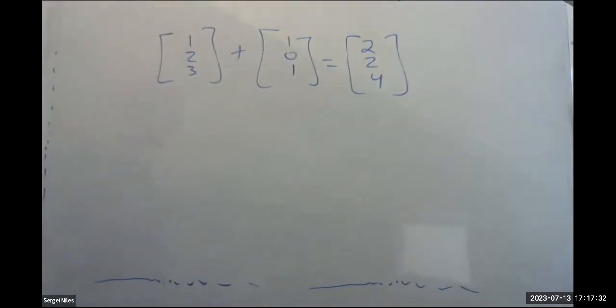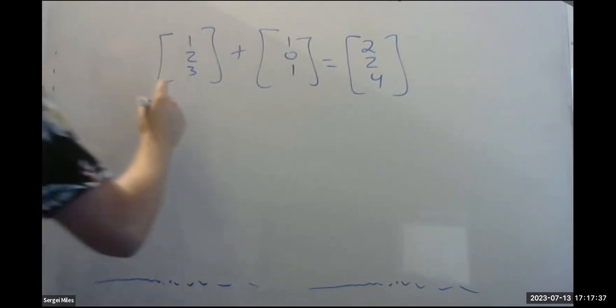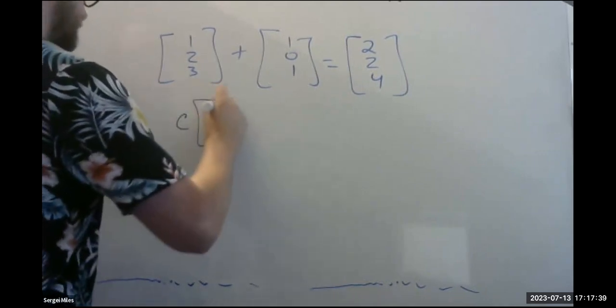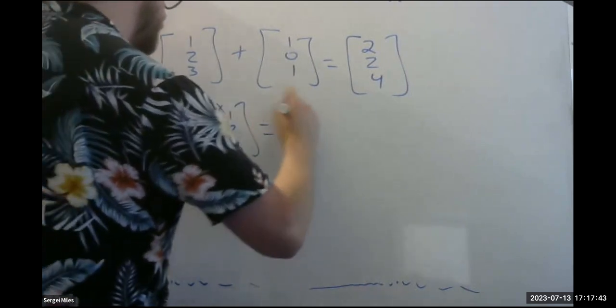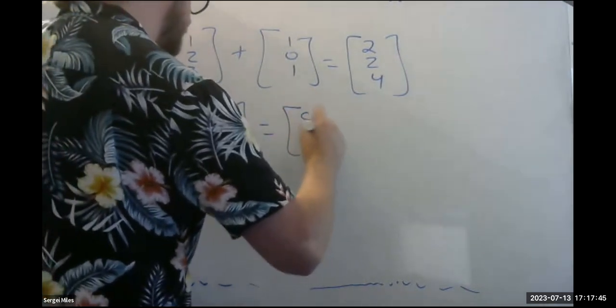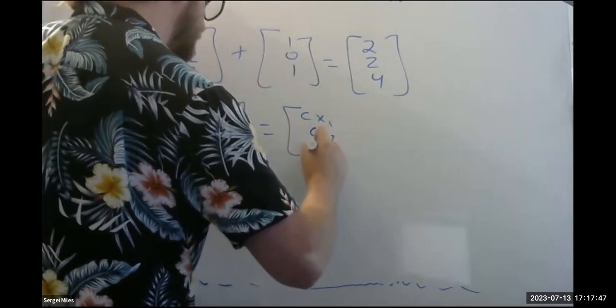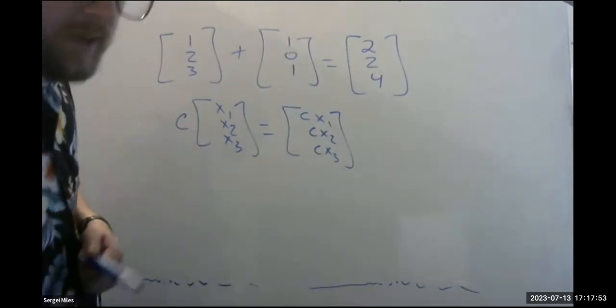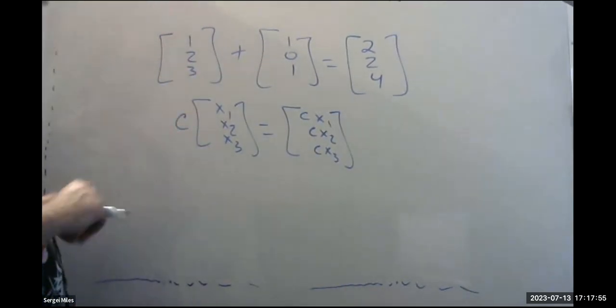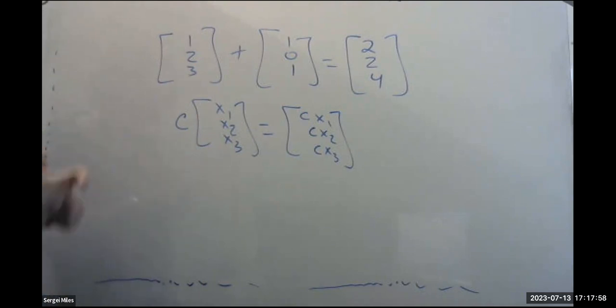We know that we can take a vector and multiply it by a scalar. If I have C times a column vector, well, then each entry gets multiplied by C. So we've seen this before. This step here is not new. What is new is that now I want to think about, what about with matrices?